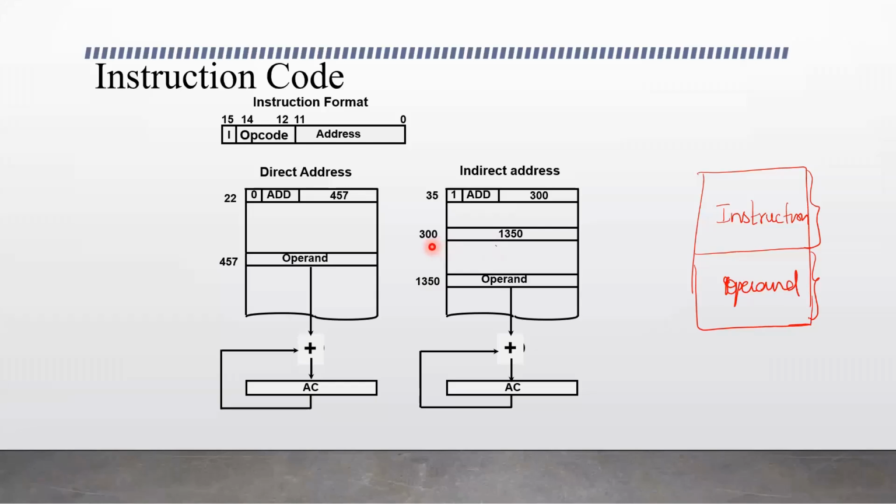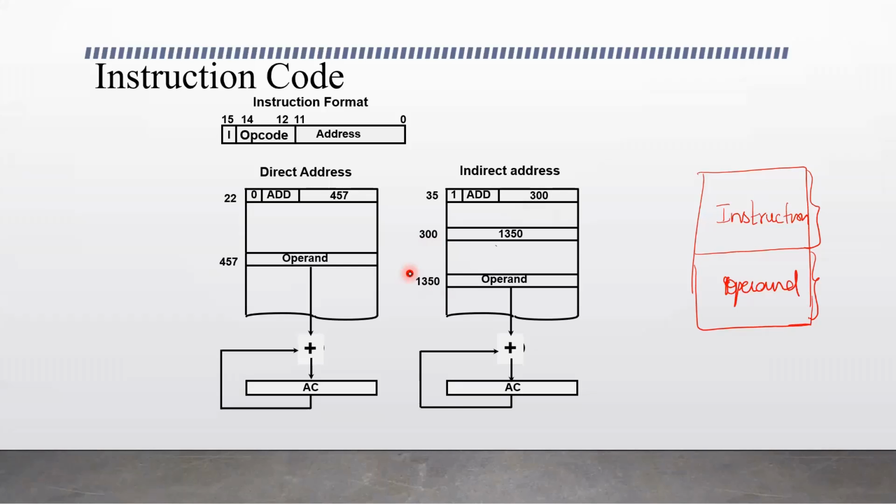And this instruction will not have the direct address 1350. Now this 1350 is stored at location 300, so the instruction will have this address. What is this 300? It is the location where the address of the operand is stored. Correct? So this type of addressing is called indirect addressing. What is effective address? Effective address is the direct address of the operand. In this case, it is 457. And in this case, 1350 is the direct address, and the indirect address is 300. Because at 300 we will not find the operand, we'll find only the address of the operand.